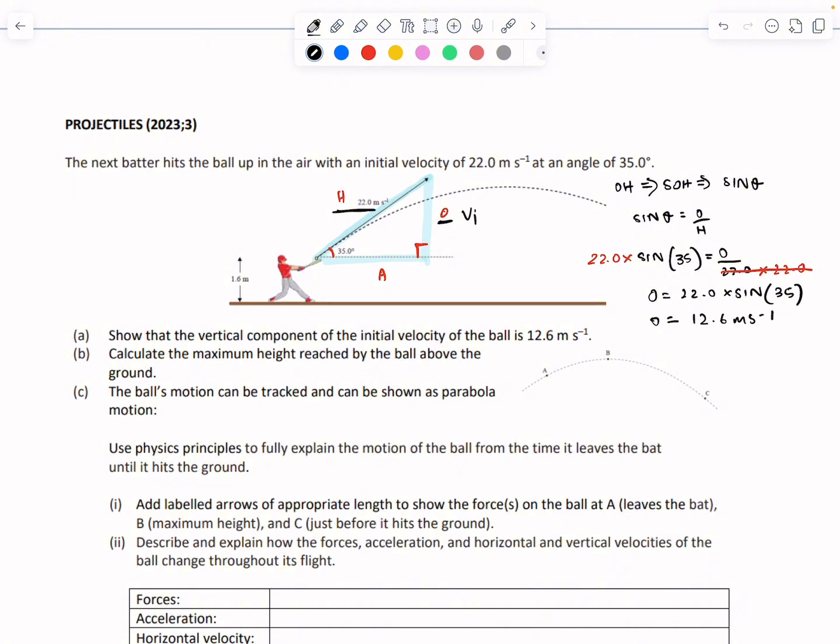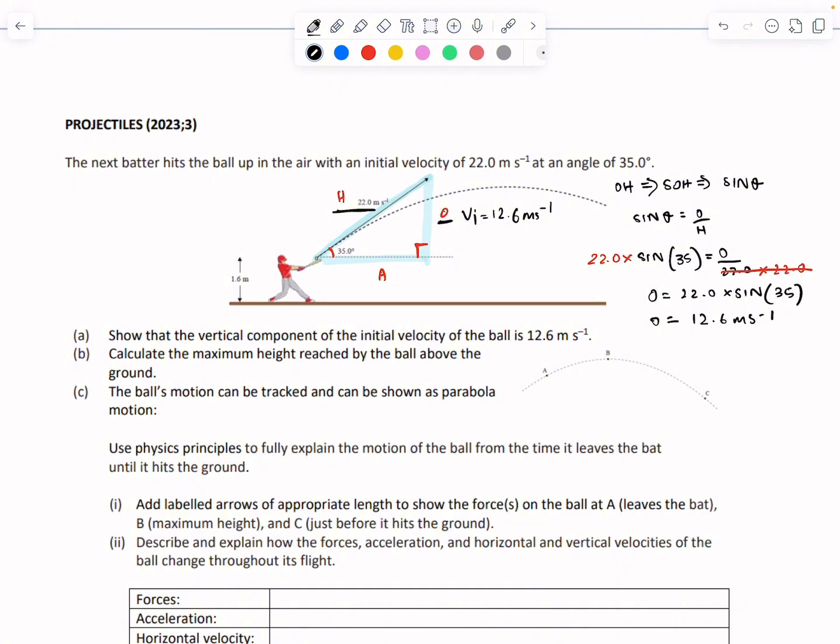So VI equals 12.6 meters per second, and any time you're given the value to begin with, it's so important to show your working, okay? To convince the marker that you know what you're doing and you got to the same answer that they want you to achieve.